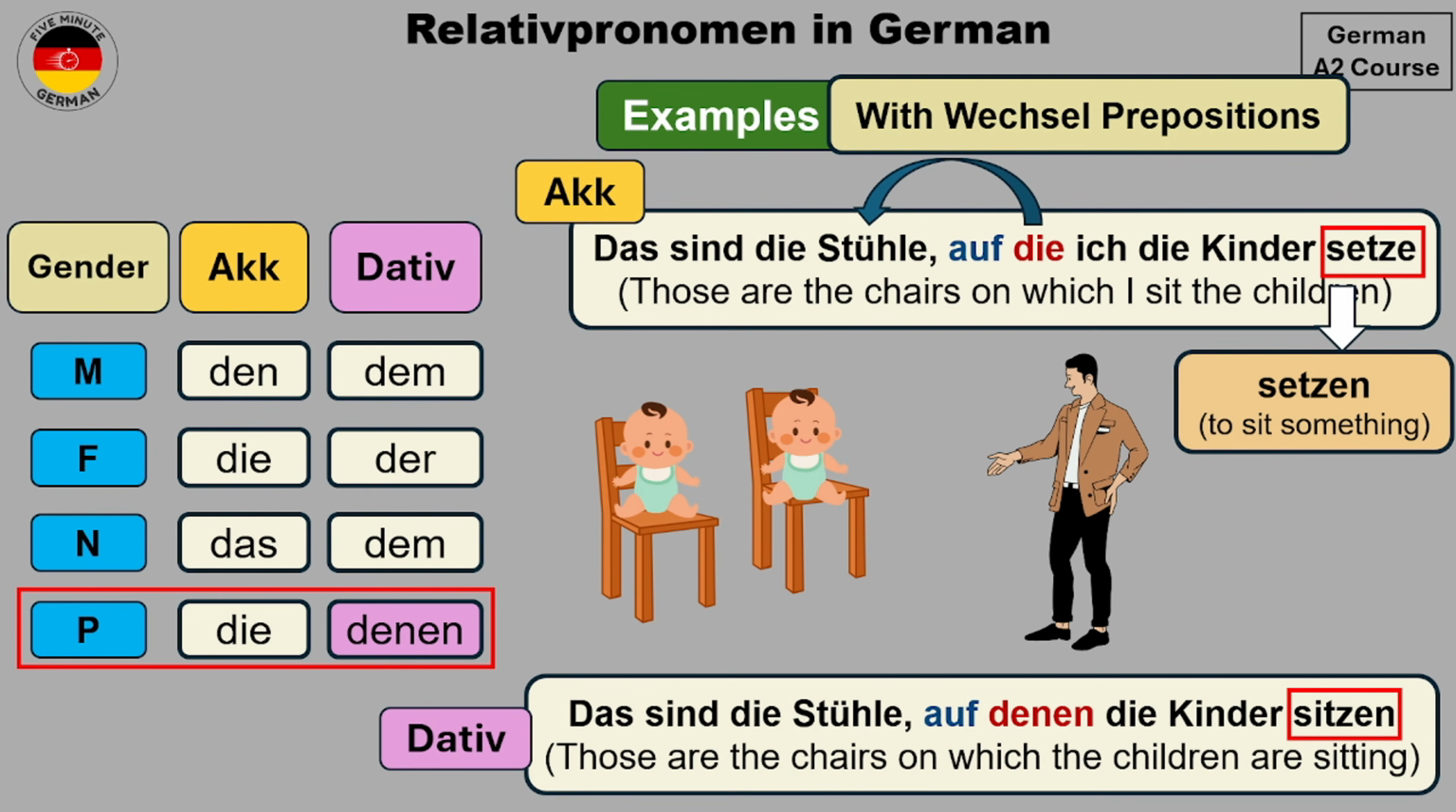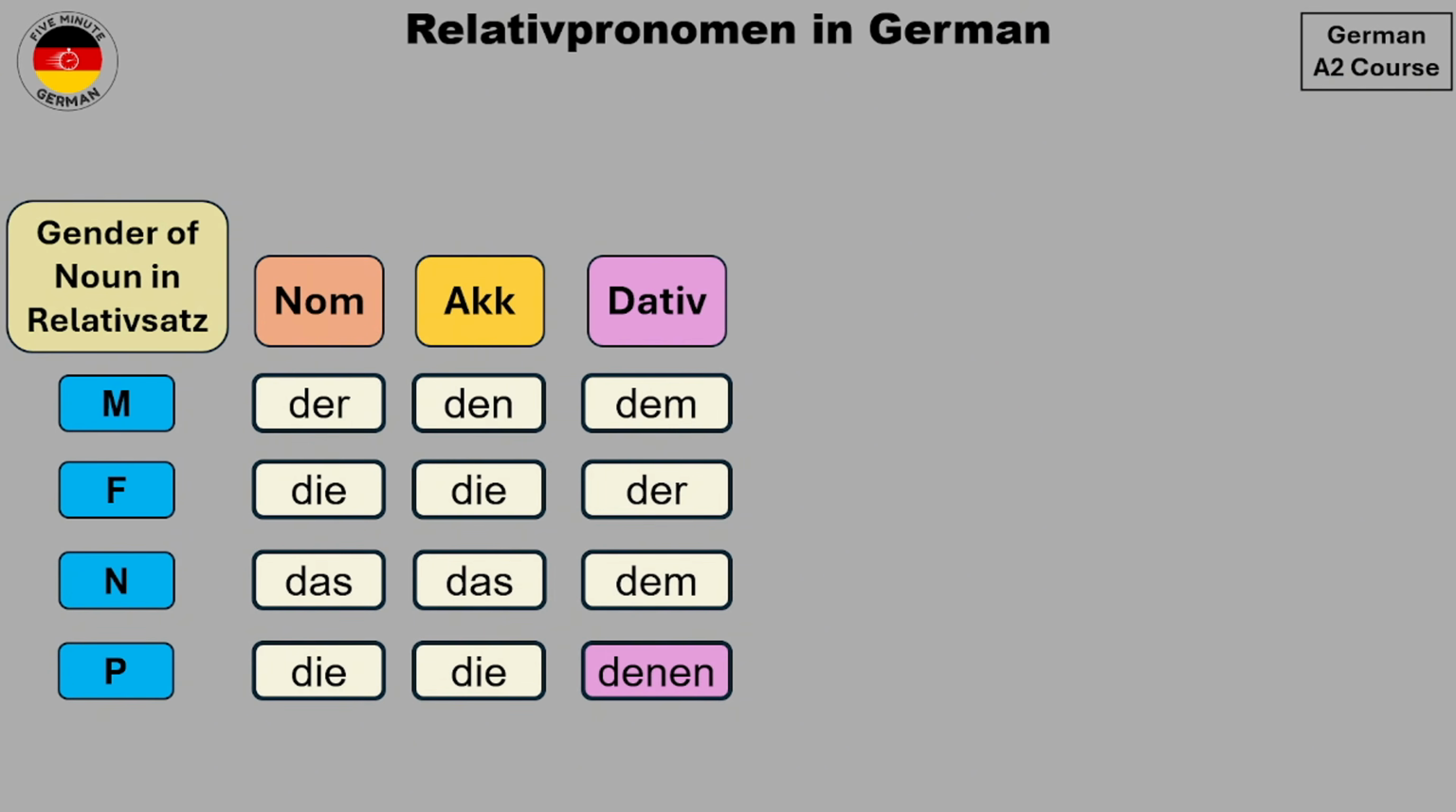Now you see, over here we have used denen, which is the relative pronoun for plural in dative after the preposition auf, because in this sentence there is no movement happening. And the verb sitzen also shows this, as sitzen means to be sitting or to sit. So these were different examples with relative pronouns in dative and different situations in which they are used.